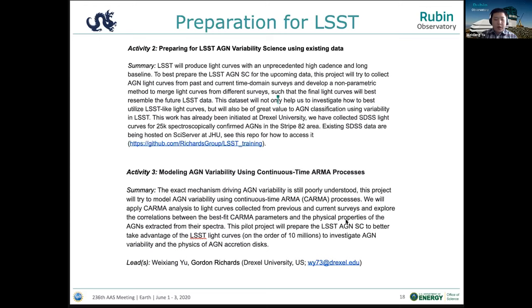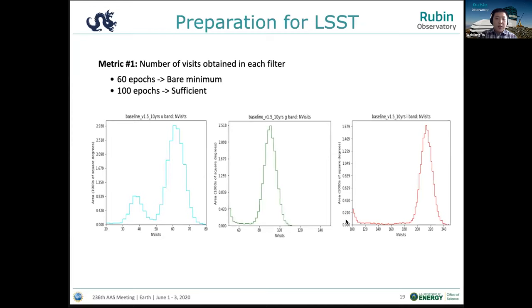Another activity is to further our effort of CARMA modeling using existing data. We are also looking at developing faster, more robust, efficient fitting algorithms so that we can be ready to handle 10 million light curves when the LSST starts. In terms of metrics, first is the number of epochs in each filter. 60 is the least we want. A hundred would be better.